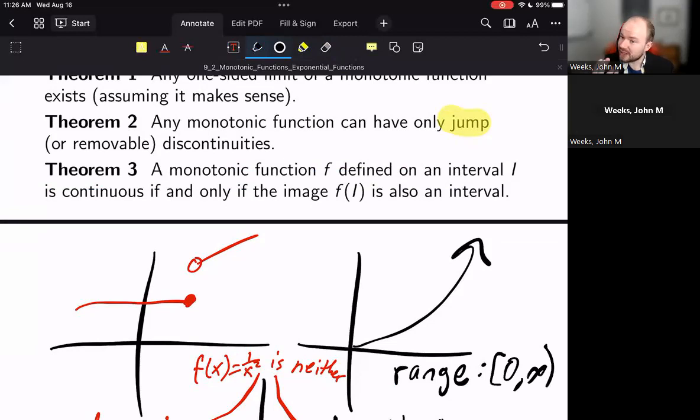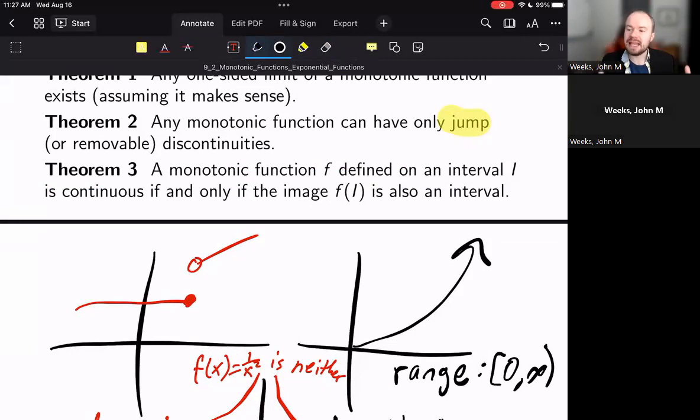Note that using theorem 2 here, if this were not to be written as an interval, for example, then there would have to be a jump discontinuity. And because it is an increasing function, it would have to go up. And so there would be a gap in the range of this function that cannot be filled by any other point later on or beforehand in this function.